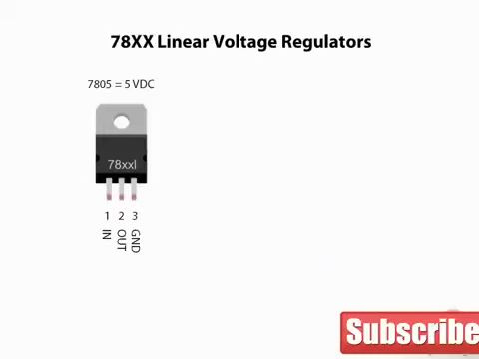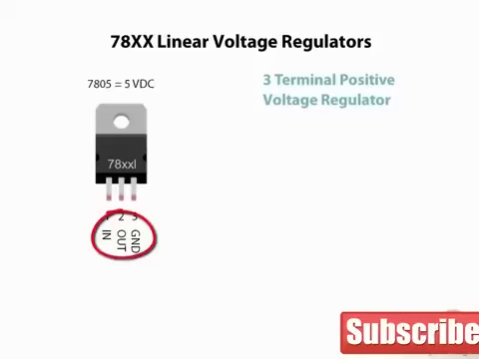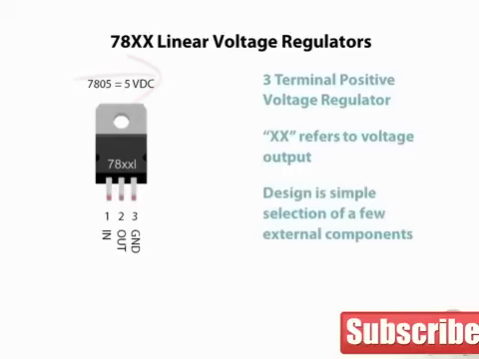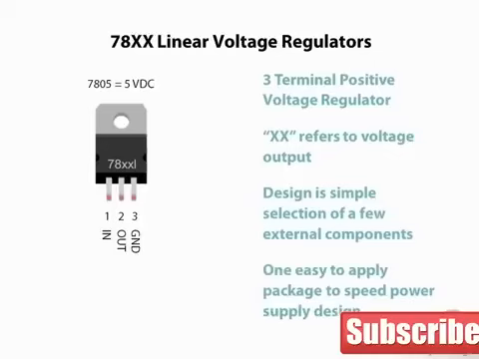The 7800 series of linear voltage regulators are just one of those flagship components you will find in countless circuits. The 7800 series are 3-terminal positive voltage regulators. The 3 terminals are input, output, and ground. The prefix 78, followed by the voltage of the chip, determines its output. This particular chip is a 7805 for a 5 VDC output. Design is simple, with just a few selection of external components. Power supplies are quickly and easily designed, allowing you to focus on other aspects of the circuit.